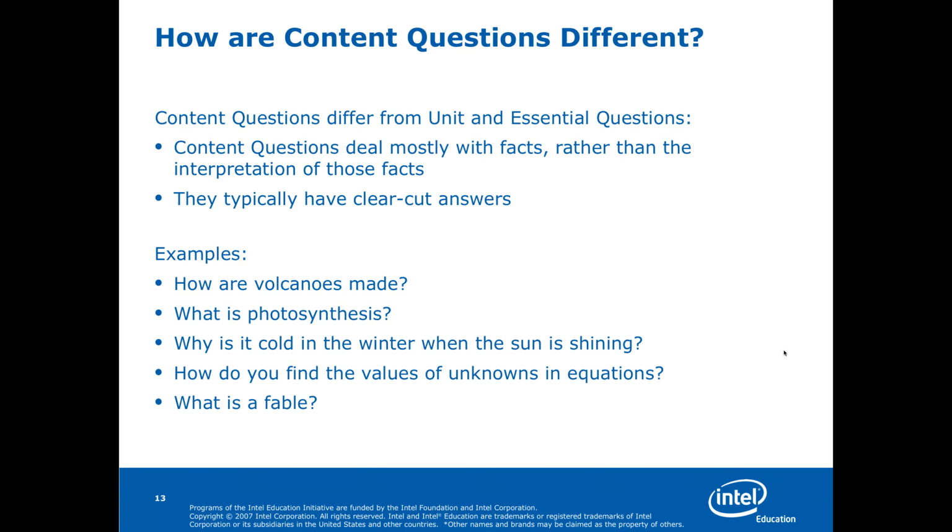So a content question doesn't have to be a multiple choice A, B, or C. It doesn't have to be a yes, no. It doesn't have to be true, false. It can be a little bit more in depth, like how do you find the values of unknowns in equations? That's going to take a little bit to answer, but there is a right answer to it, a clearly correct answer. So that's one of the traits of a content question. There is a correct answer to it.